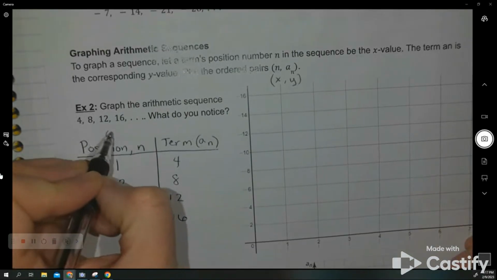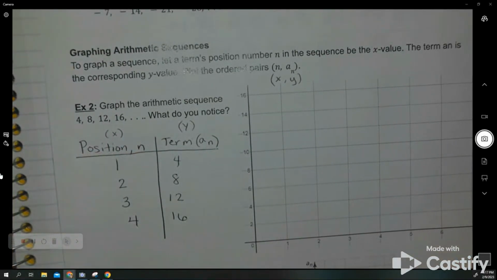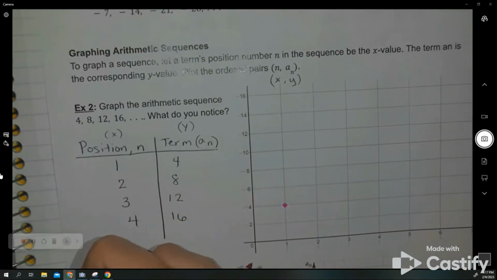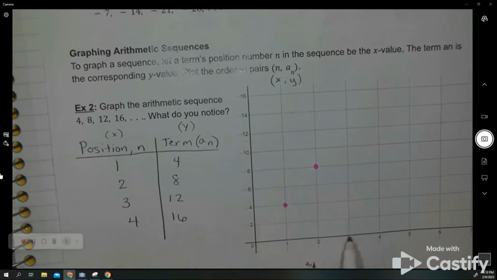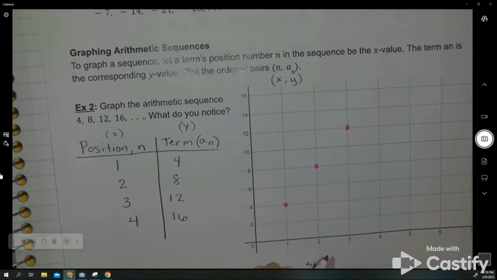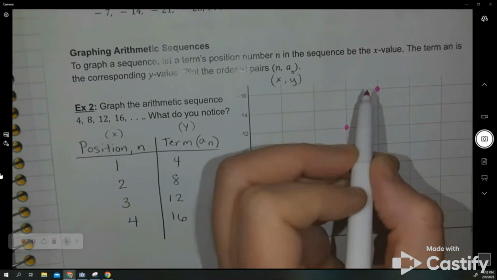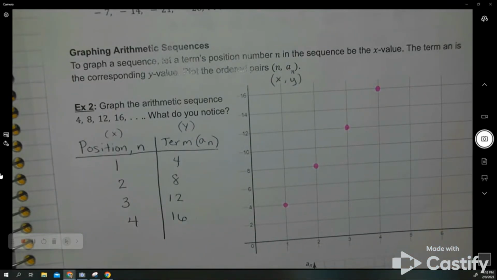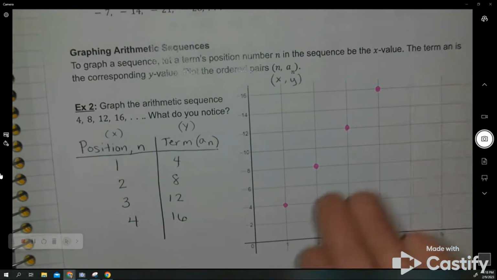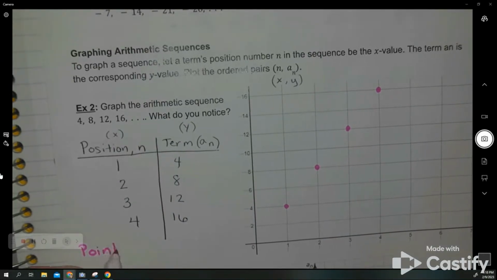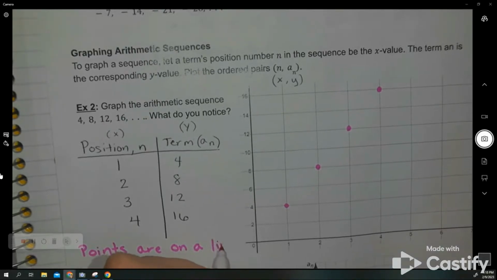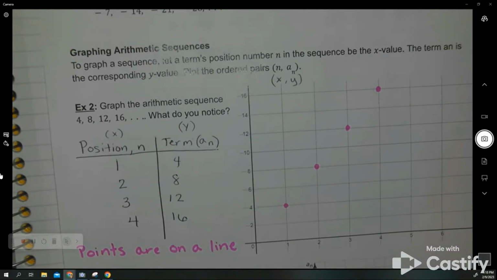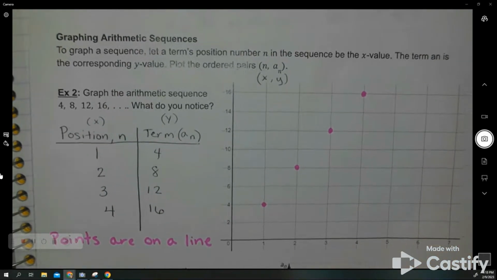If we think about these as ordered pairs, remember this is like our x and our y that we're used to seeing. So I have the point 1, 4 going on my graph. Over 1, up 4, put it up. I've got 2, 8, 3, 12, and 4, 16, all the way up here. Once we plot these, it asks, what do we notice? Well, I'm noticing that these dots are on a line. So we'll put it down here, points are on a line. Which is a really important thing to know as we continue, that these arithmetic sequences are going to create lines if we put them on a graph.